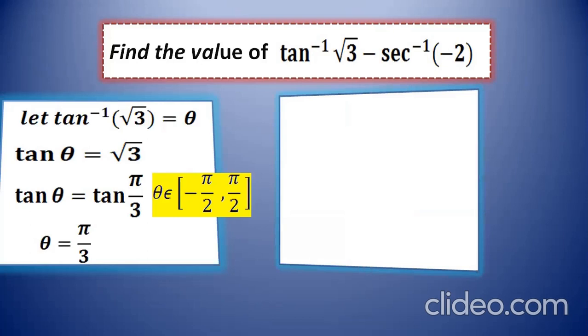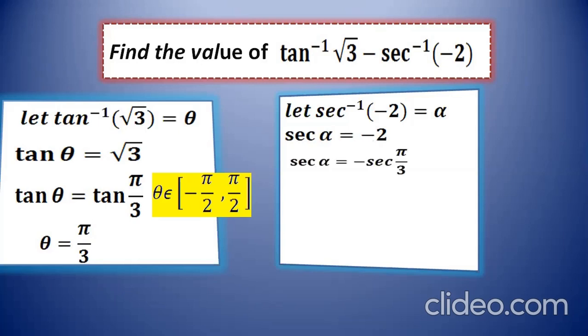Now we need to find the value of sec inverse minus 2. So consider it as alpha. Now we can write sec inverse minus 2 is alpha. So minus 2 is equal to sec alpha. So look at the value 2 in sec terms. So we get sec pi by 3. So we can write sec alpha is equal to minus sec pi by 3, where alpha belongs to the closed interval 0 to pi except pi by 2.